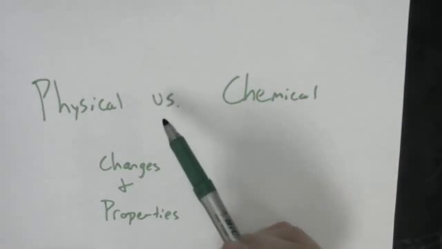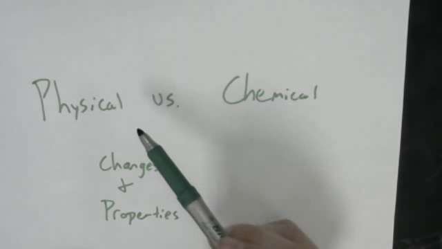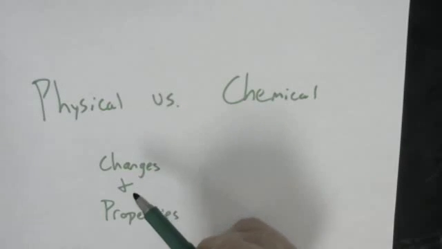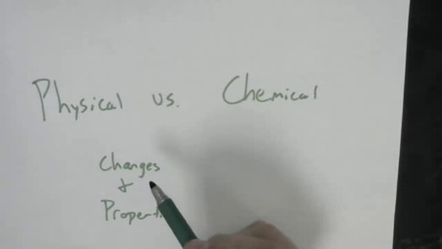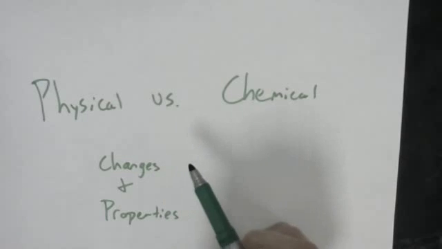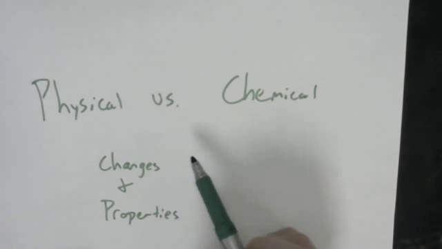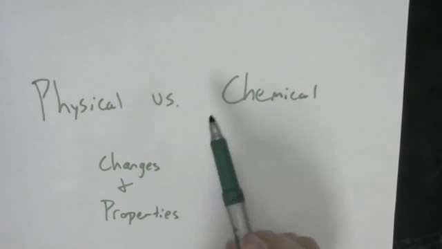All right, so let's look at the different types. We looked at matter, and we looked at the different types of matter. The four different types were element, compound, homogeneous mixture, and heterogeneous mixture. But today, we're also going to be looking at the different types of changes or properties we have to those types of matter.